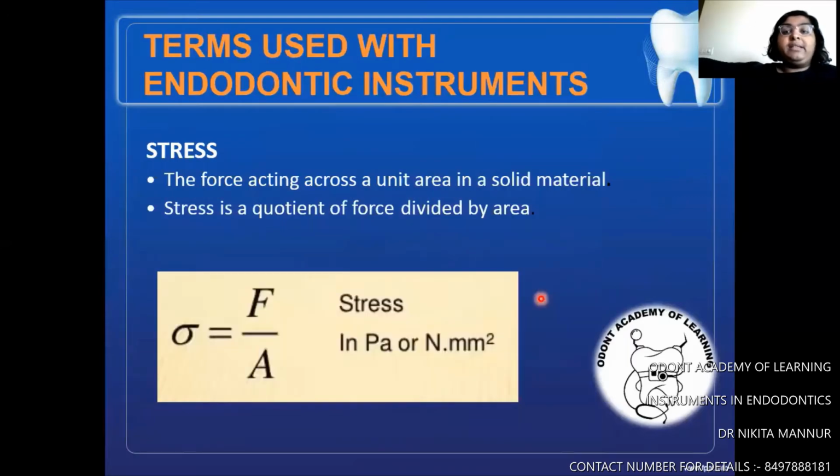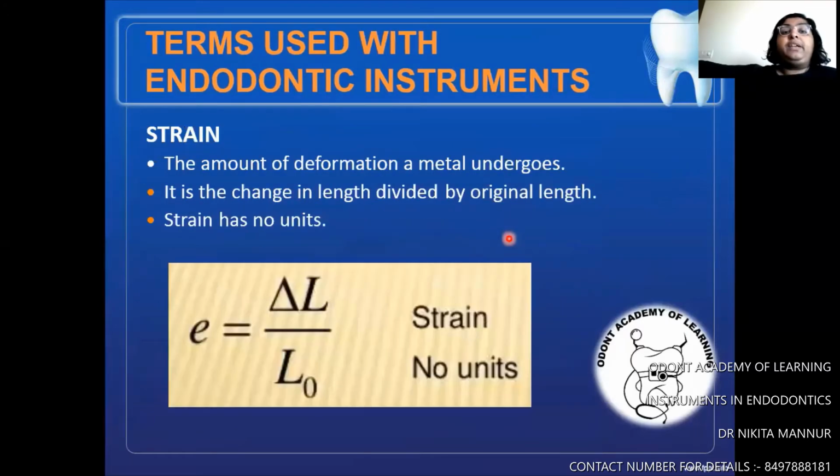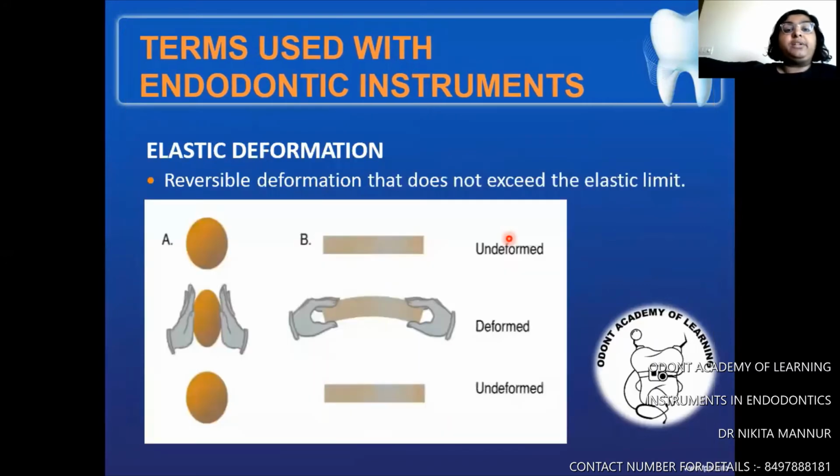Now, what is stress? It's nothing but the amount of force that is acting on a particular material, right? And it is defined as force by area, also known as Newton per meter square. It is a quotient of force divided by the area. So how much force you are applying on a particular area is nothing but the stress. Strain is the amount of deformation that the metal is undergoing. It is the change in length divided by original length, and strain doesn't have any units.